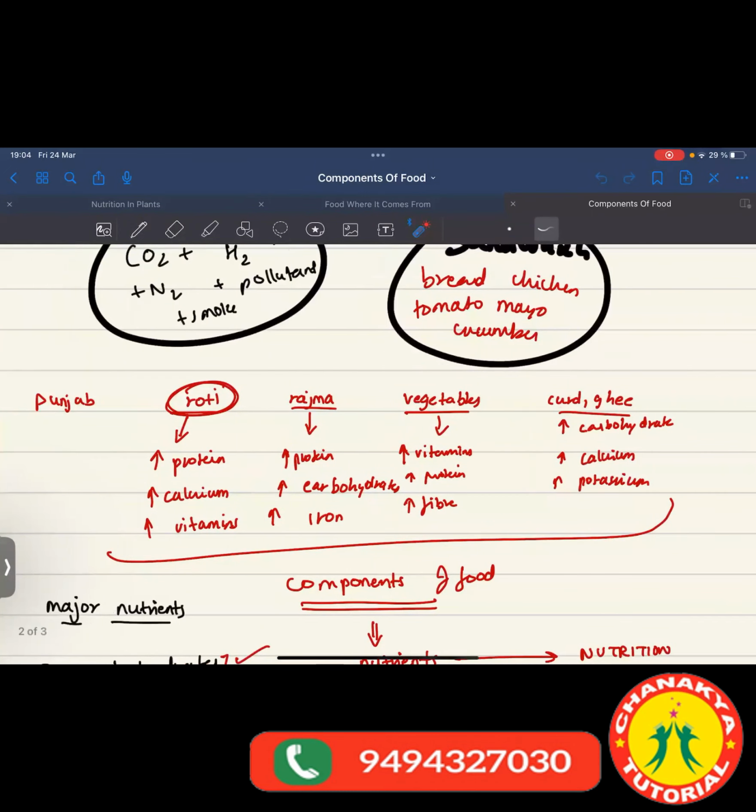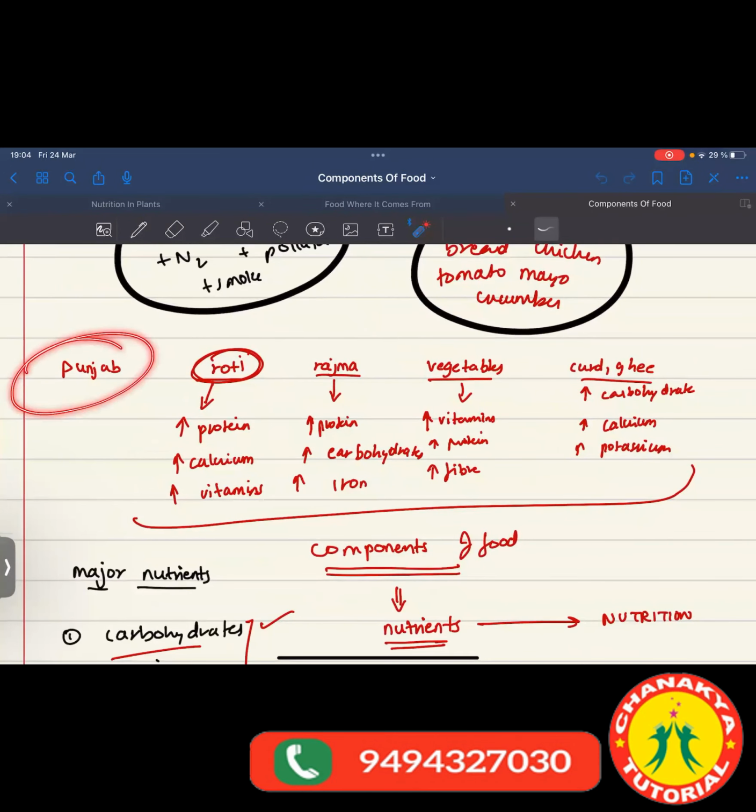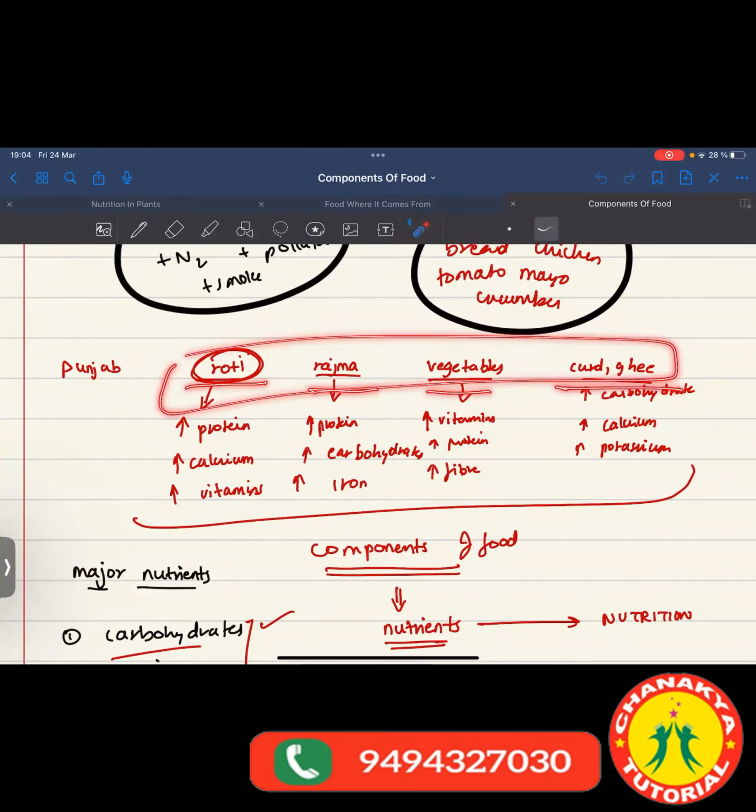For example in Punjab, especially, you can see they eat roti, rajma, vegetables, curd, and ghee. This is like a compulsory staple diet. I am from Chennai, so here every day I will mostly have idli or dosa, and then I will have my rice with sambar, with curd or anything. Okay, you're from Hyderabad, you will have another different routine of food. So different places consume different types of food that have different nutrients and other components.